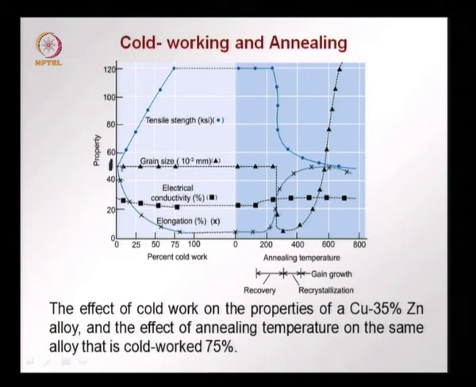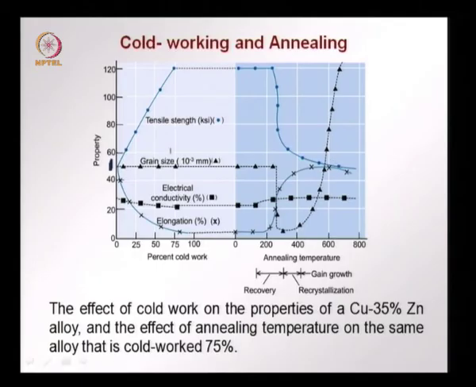Elongation on the other hand decreases as we increase the percentage cold work, as we saw before; the material becomes less ductile and more brittle. When we start annealing, again initially in the recovery phase we do not see much change, but then afterwards we see the ductility and elongation increasing.